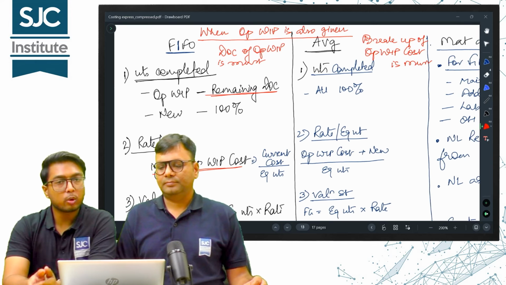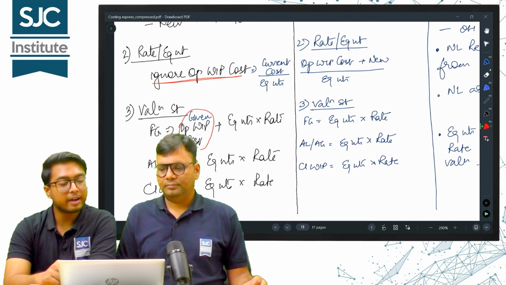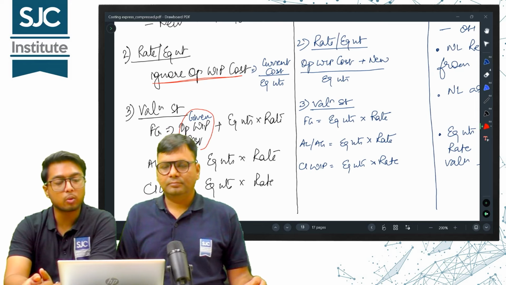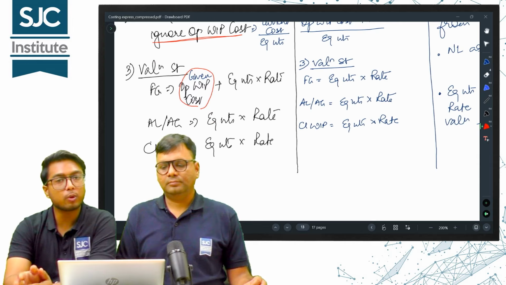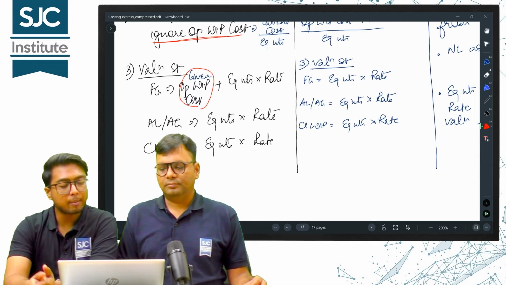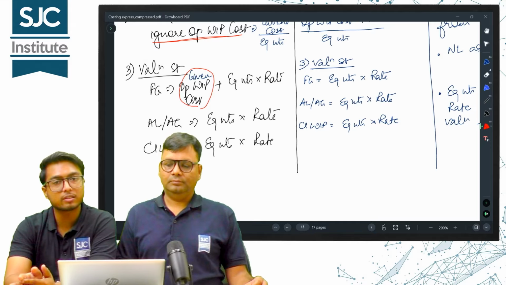Average method. Units completed will always be taken at 100%. Second, rate per equivalent unit is equal to opening work in progress cost plus new cost divided by equivalent units. Third, finished goods is equal to equivalent units into rate. Abnormal loss or abnormal gain is equal to equivalent units into rate. Closing work in progress is also equal to equivalent units into rate.